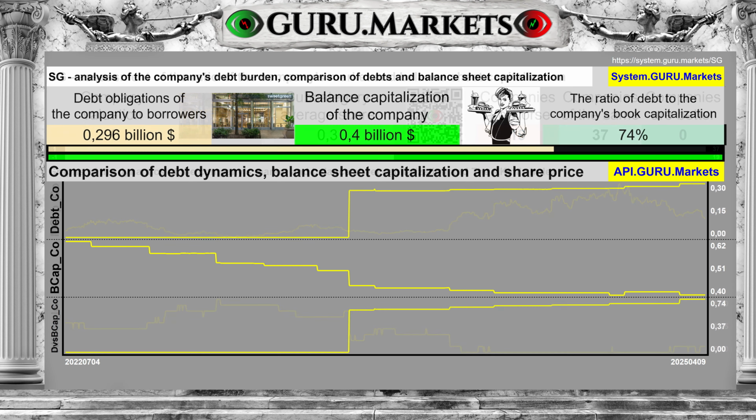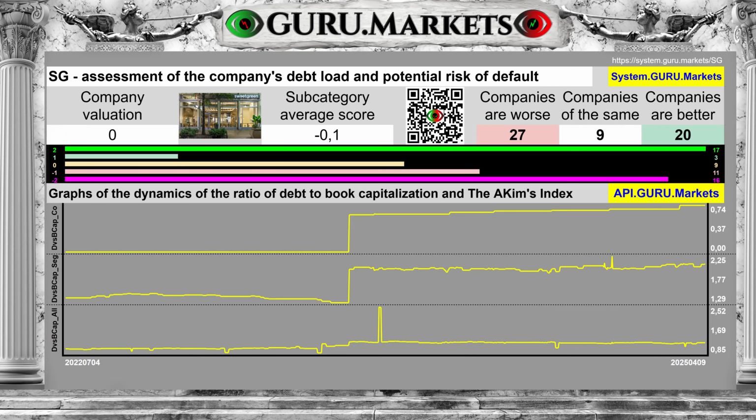The analyzed organization's debt obligations amount to $0.296 billion. Debt to book value represents 74% of the company's equity. Rating based on the level of the company's debt obligations, tolerable, 0 points.